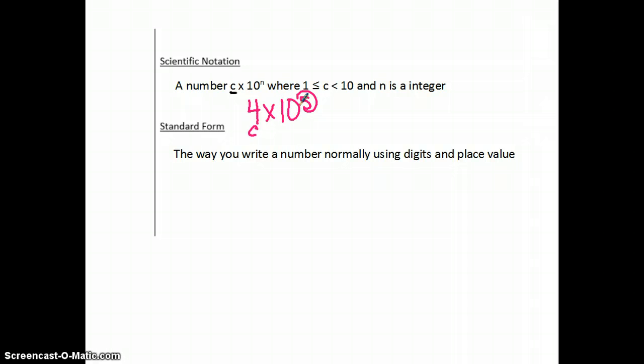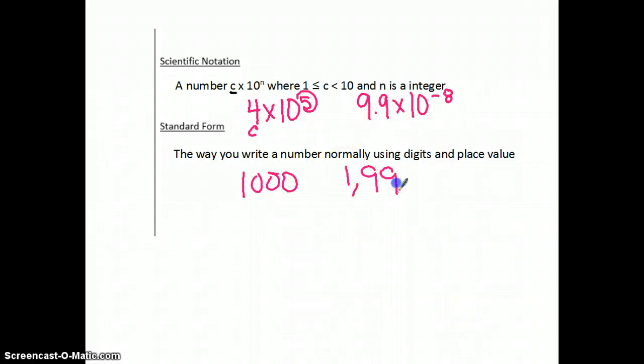Okay. Another example might be 9.9 times 10 to the negative 8th. Scientific notation is used to write very big or very small numbers. Standard form is the way that we write a number normally using digits and place value. So like 1,000, 1,999. Okay, this is how we normally write numbers.